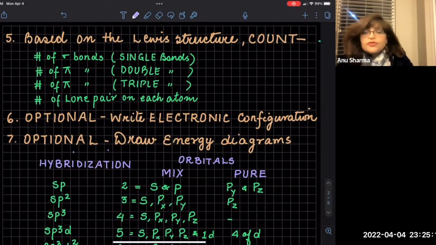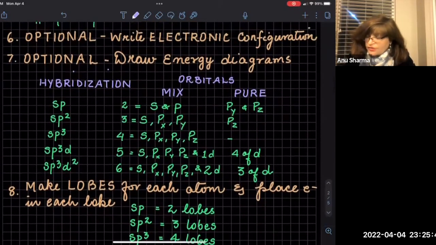Next, based on the Lewis structure, you're going to count the number of sigma bonds, the number of pi bonds, and the lone pairs on each atom. A sigma bond is obviously the single bond. Pi bonds mean double bonds, and another pi bond also relates to a triple bond. So you have to see how many pi bonds there are. And then there is a lone pair on each atom also. You need to keep that factor in.